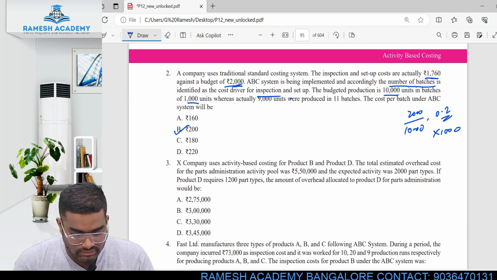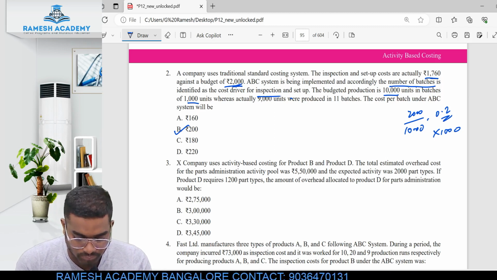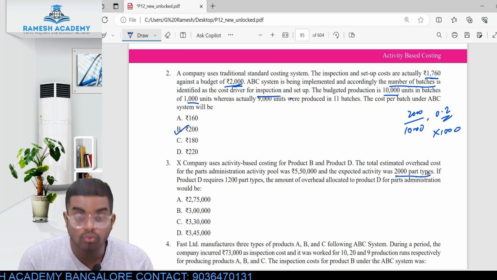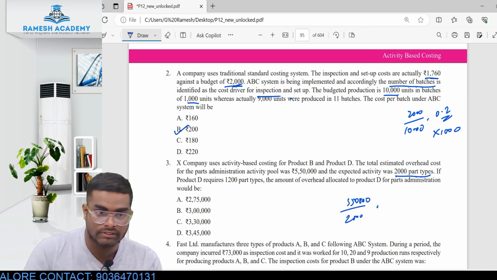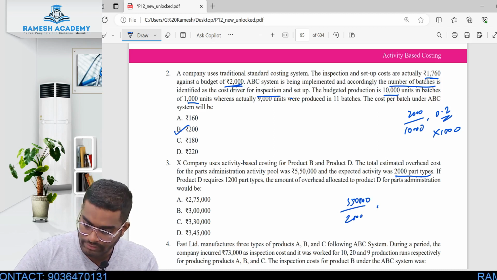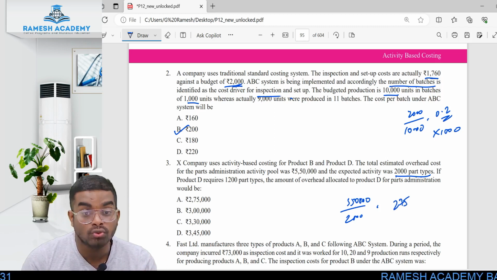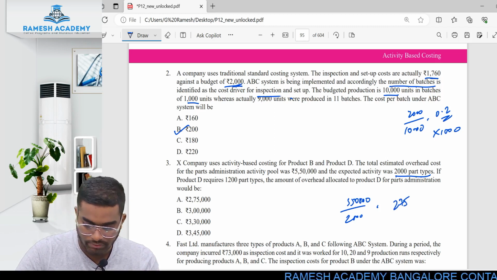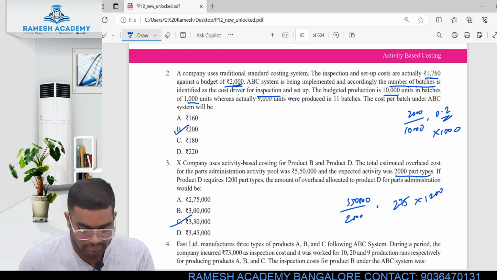The X company uses activity based costing for product B and product D. We have two products, B and D. The total estimated overhead cost for the parts administration pool was 5,50,000, and the expected activity was 2,000 part types. So I'll just divide it. In ABC we have to divide by the cost driver. Total cost divided by the cost driver. So 5,50,000 divided by 2,000 is 275. If product D requires 1,200 parts, the amount of overhead allocated to D is 275 into 1,200, which is 3,30,000. That's it. Very simple.